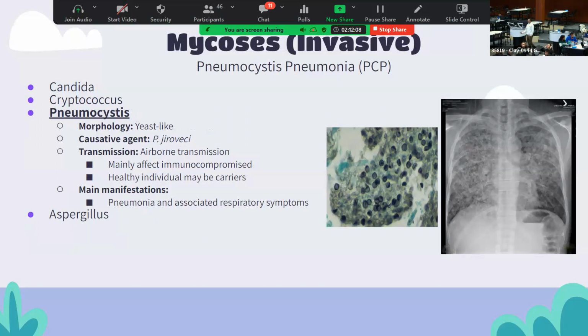Pneumocystis is yeast-like. Honestly, I don't know what yeast-like means, but P. jirovecii has airborne transmission, mainly affects immunocompromised people, but healthy individuals may be carriers, and the manifestation is pneumonia and any associated respiratory symptoms.